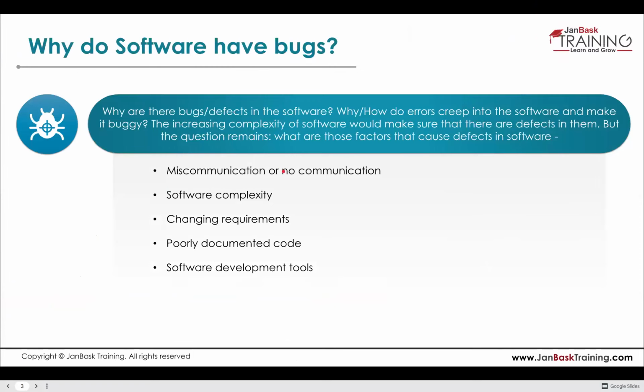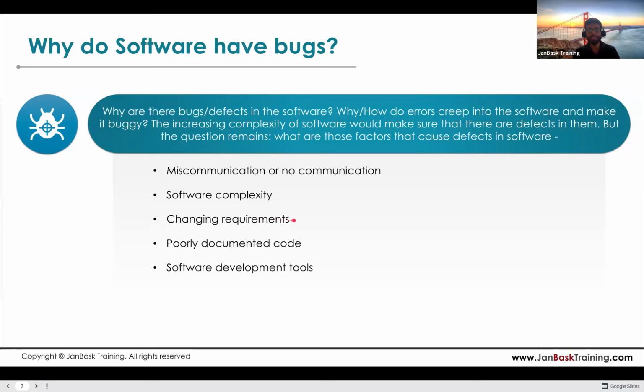The next one is software complexity. If a particular module or a particular software is very complex, that could be the reason for errors being made by the developers as well, which could result in the software having bugs present in the application.